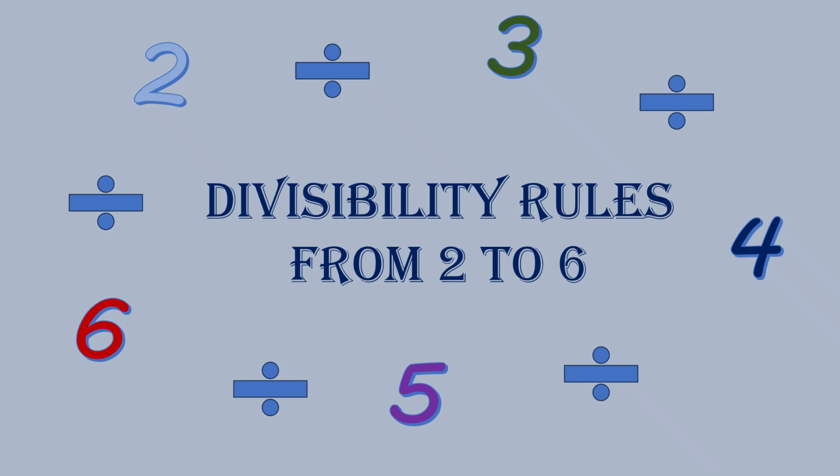Now one must be thinking why there is no rule for 1. Okay, because it's understood that every integer is divisible by 1. So that's why there is no such rule called a divisibility rule for 1. Okay, now let's see the divisibility rule for 2.